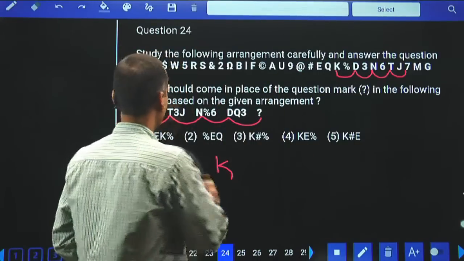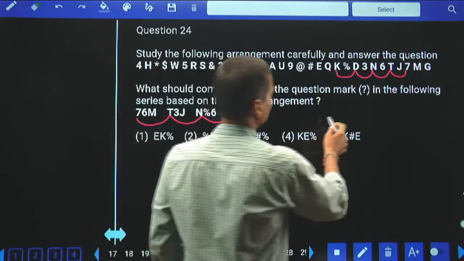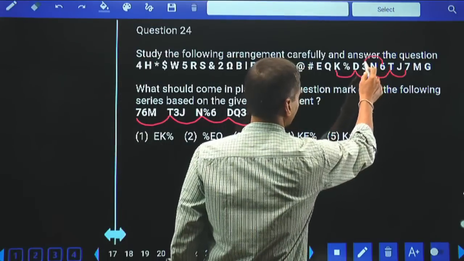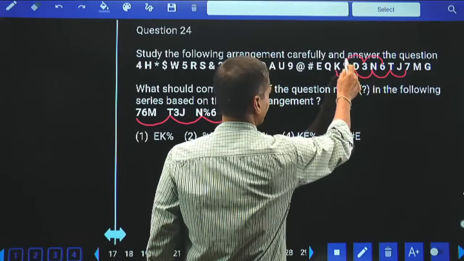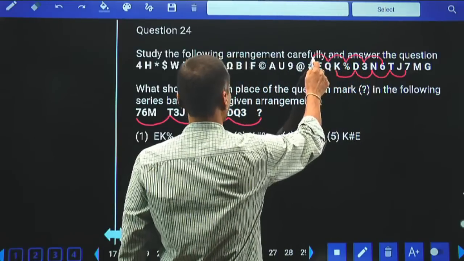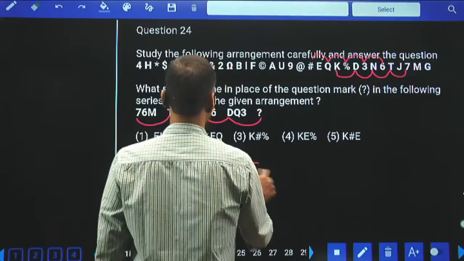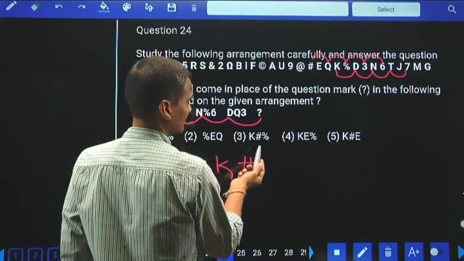Then coming to the second element. 6, 3 percentage. Where is 6 here? 6 to 3 minus 2. 3 to percentage minus q. Q next one is hash. And k and hash. Among the given choices, k and hash is given in which choice?